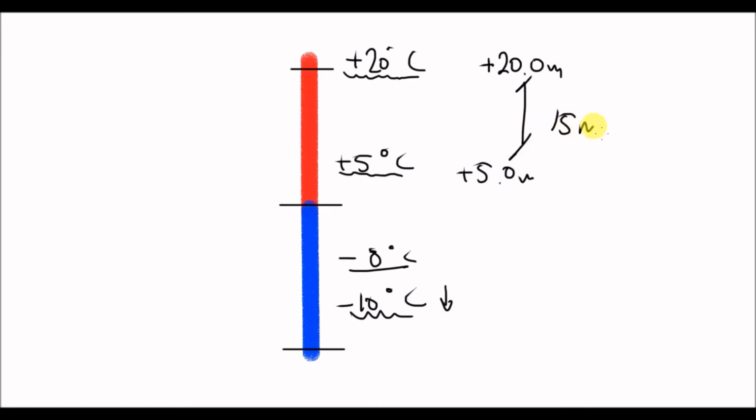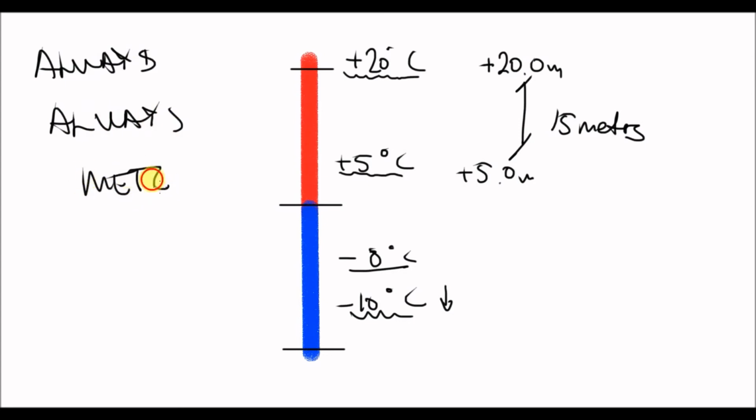Another thing that's very important is to always use meters. Spot heights are always in meters, never anything else. But your staff or rod might be in millimeters or centimeters. So it's very important, when calculating something, to always use meters.